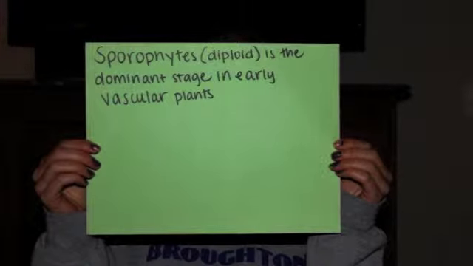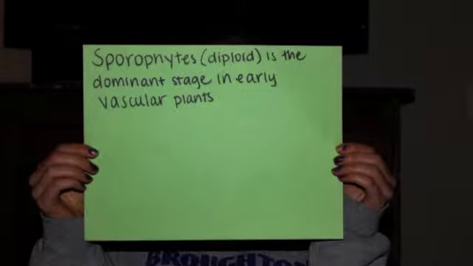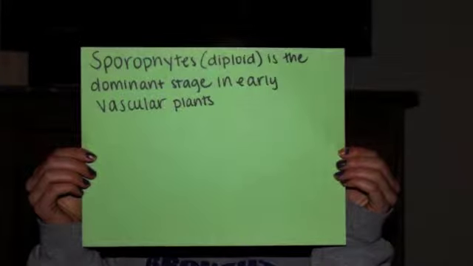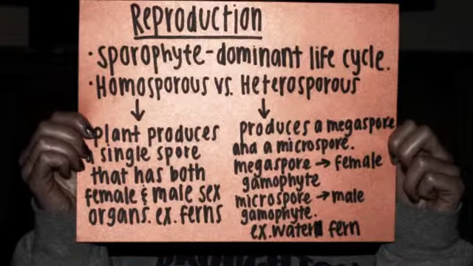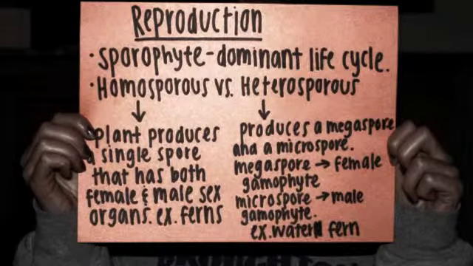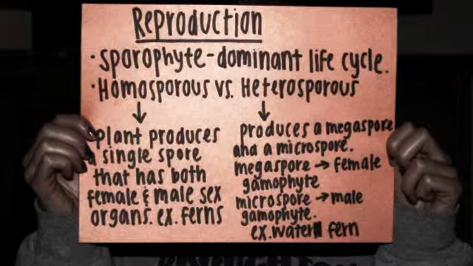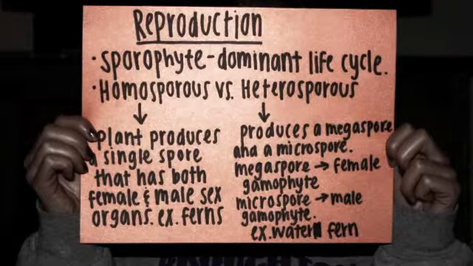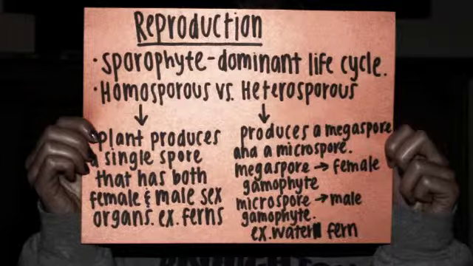Another big point that you guys need to know is that seedless vascular plants are diploid, and that's their dominant stage of reproduction. Like I said in the slide before, the dominant life cycle of a seedless vascular plant is diploid. Another word for diploid is a sporophyte. The reproduction of seedless vascular plants can be either homosporous or heterosporous. Homosporous is when a plant produces a single type of spore that has both male and female sex organs. An example of this is a fern.